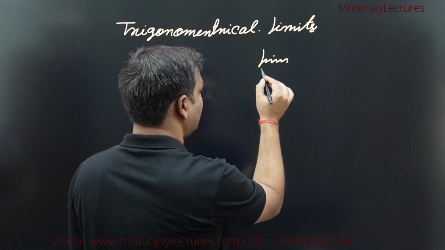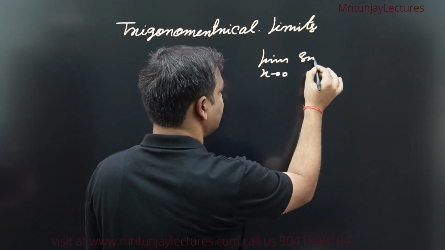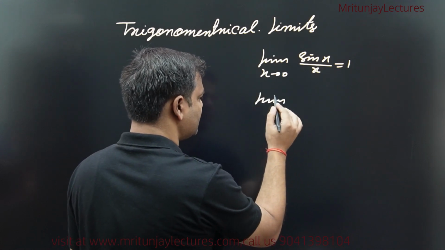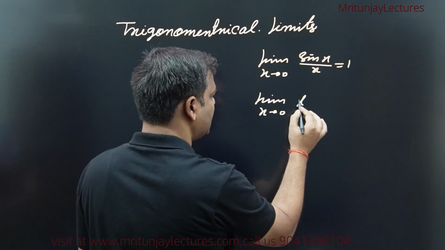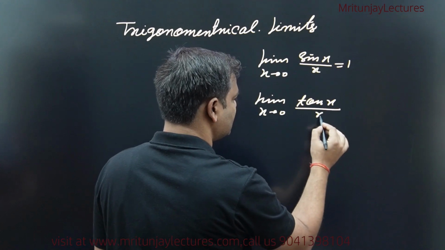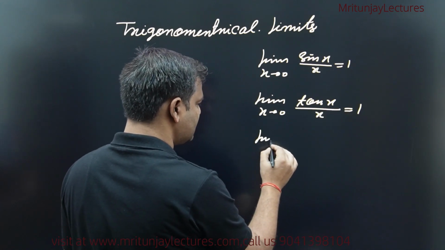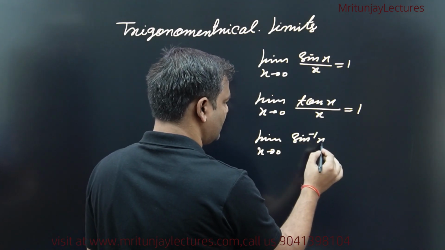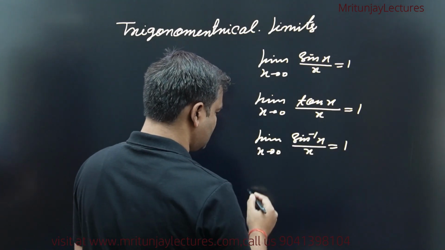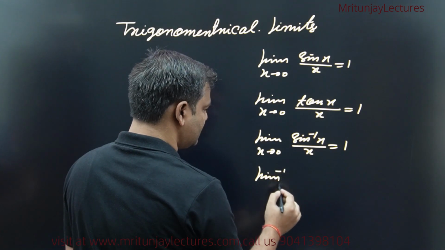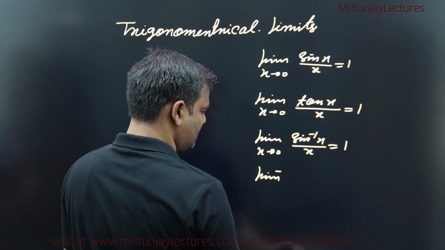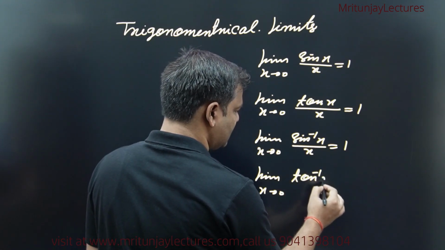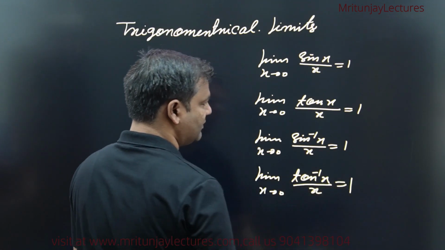So simply, limit x tends to 0, sin x upon x equals 1, limit x tends to 0, tan x upon x equals 1, limit x tends to 0, sin inverse x upon x equals 1, and limit x tends to 0, tan inverse x upon x equals 1.